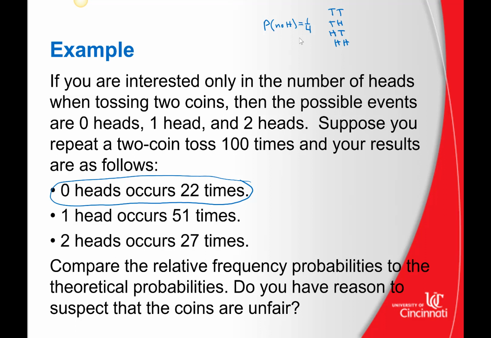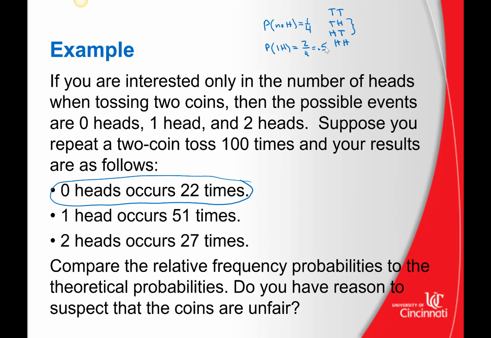25. So is 22 all that weird? Oh, maybe not. Maybe that's close. Is it perfect? No, but you don't expect it to be in an experiment. Now, 1 head. There are 2 different outcomes here that have 1 head. So the probability of 1 head would be 2 out of the 4 different options, which would be 0.5 or 50%.